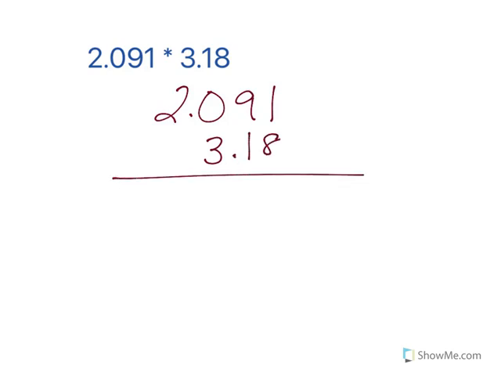All right, this one has more decimal places. So 2.091 times 3.18. If you want, you can always add your decimals first, right? I have 3 in the top, 2 in the bottom, so I'm going to have 5 total decimal places at the end. You can do it first. It doesn't matter when you do it, just as long as you do it. So first, let's multiply through by our 8.